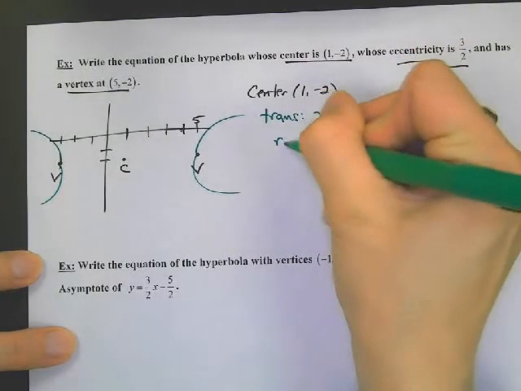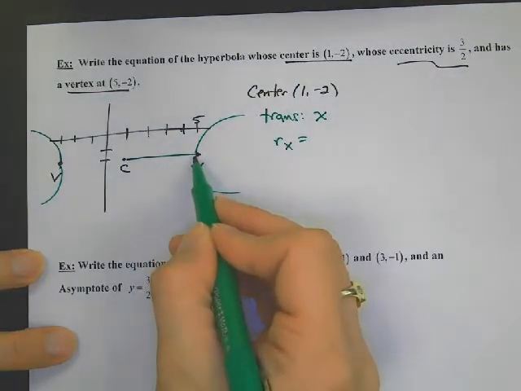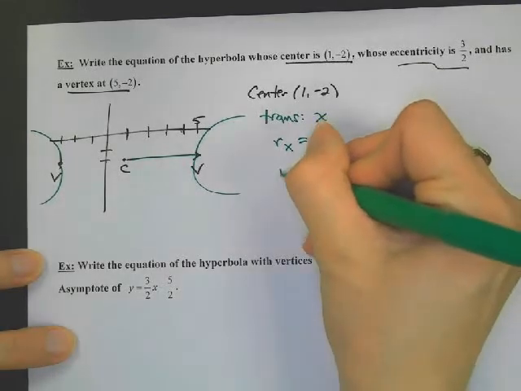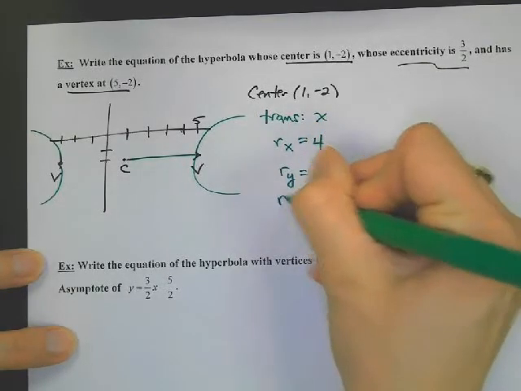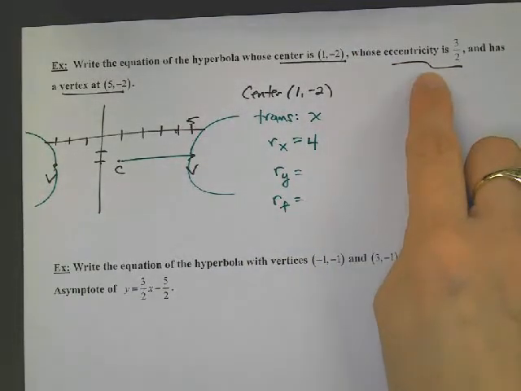Let's write x. How about r sub x? From center to vertex. That's going to be 4. Okay. Other things we need to figure out, r sub y and r sub f. Let's see if we could figure out one of these things here. They did give me the eccentricity clue.